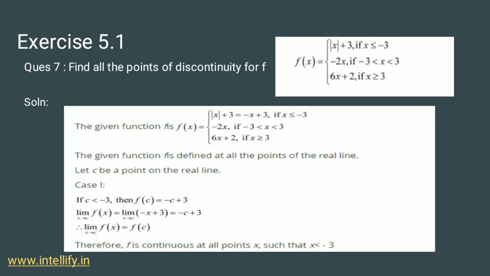Now finding the left hand limit, x tending to c of f(x) is equal to limit x tending to c of minus x plus 3, because c is less than minus 3. So the function accordingly will come, which is equal to minus c plus 3. So the limit is equal to the value of the function. Therefore f is continuous at all points x such that x is less than minus 3.